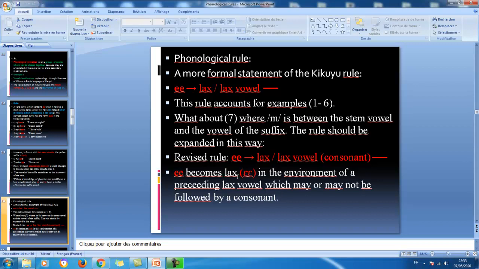This vowel, which is tense, becomes lax in the environment of a preceding lax vowel, which may or may not be followed by a consonant. So this is the statement, if you like, of the rule here.